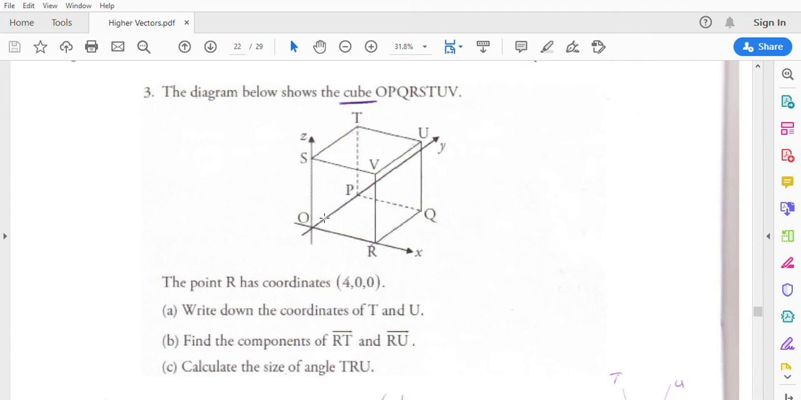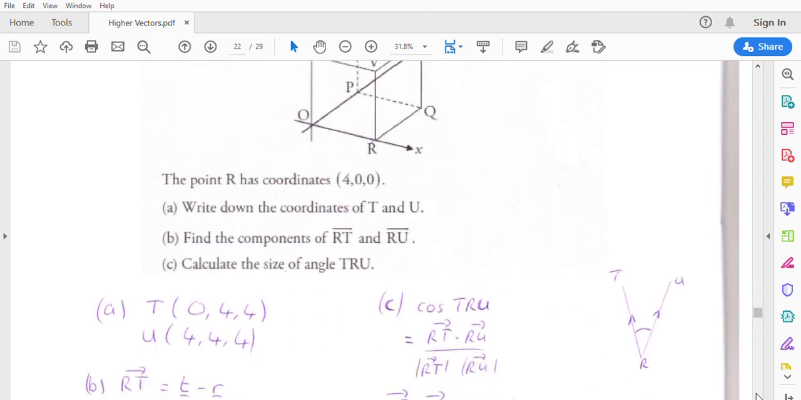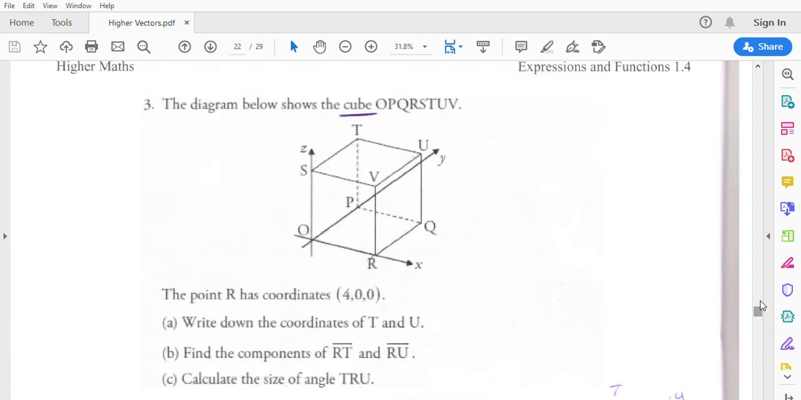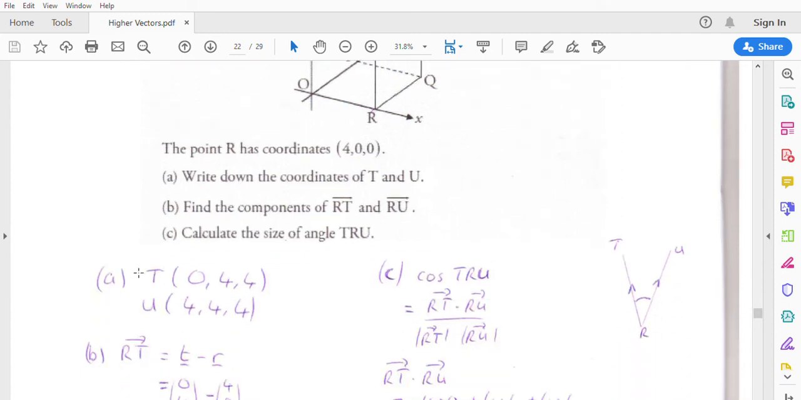So how do I get to T, I should say? I go O to P, then P to T, so that's 4 in the y direction and 4 in the z direction. There was no movement at all in the x direction. And it also asks for U. So to get from the origin to U, I would go 4 in the x, 4 in the y, and 4 in the z direction. So I have T and U.